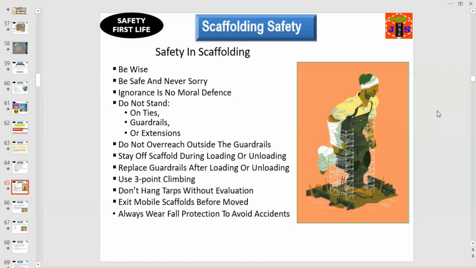Stay off the scaffold during loading or unloading. Replace guardrails after loading or unloading. Use 3-point climbing. Don't hang tarps without evaluation. Exit mobile scaffolds before they are moved, and always wear fall protection to avoid accidents. These are the basic safety precautions while you are working on a scaffolding structure, whether you are a scaffolder or a carpenter.